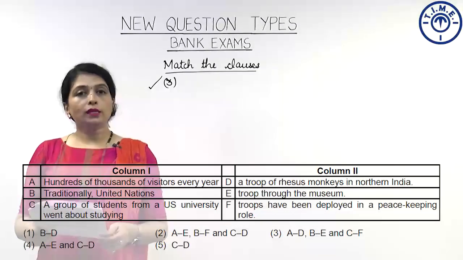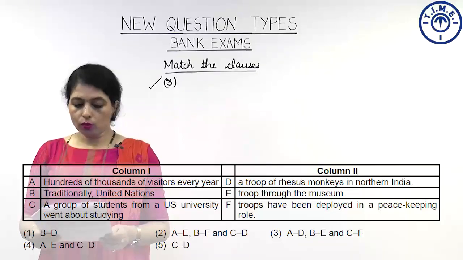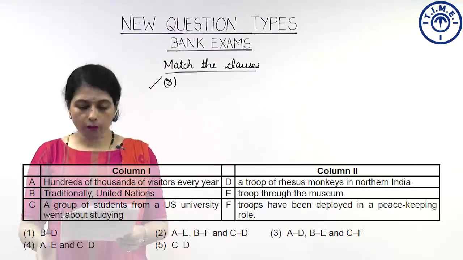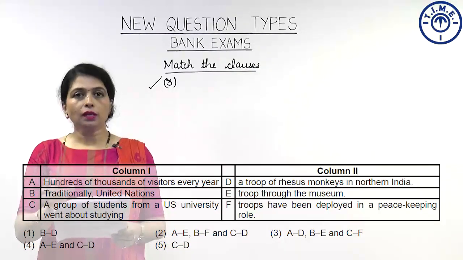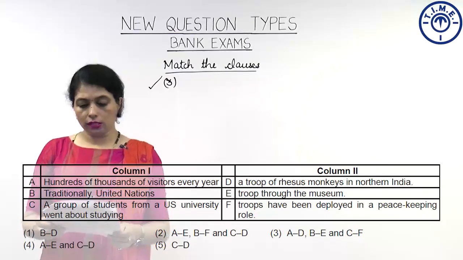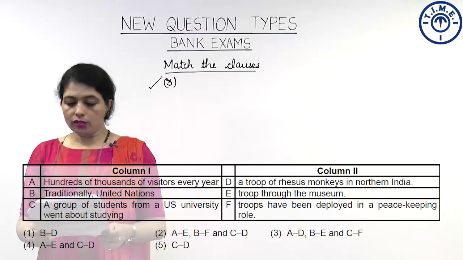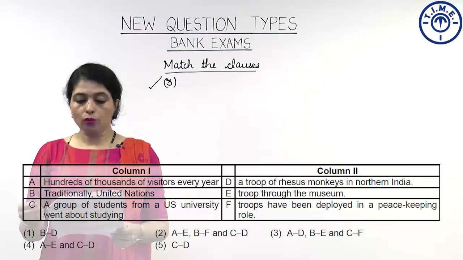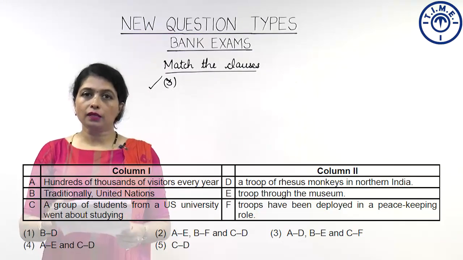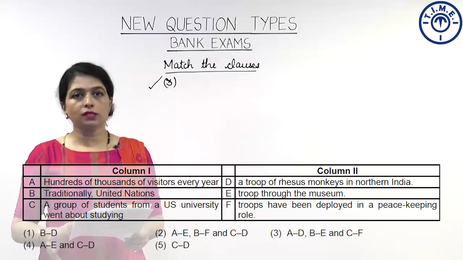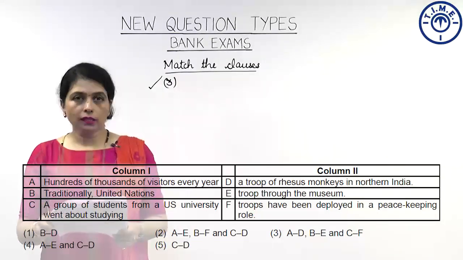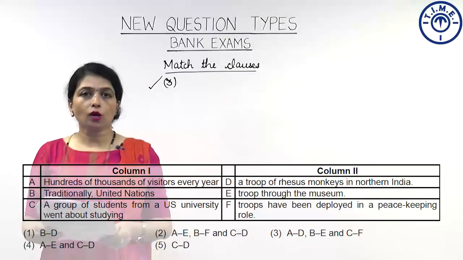Fine. Now, let's move down to C. A group of students from a US university went about studying. Now, what they went about studying should be a noun or a noun phrase. A troop of rhesus monkeys in northern India. A group of students from a US university went about studying a troop of rhesus monkeys in northern India is a complete and grammatically correct, meaningful, logical sentence. And so, we understand C and D together give us a lot of clarity.